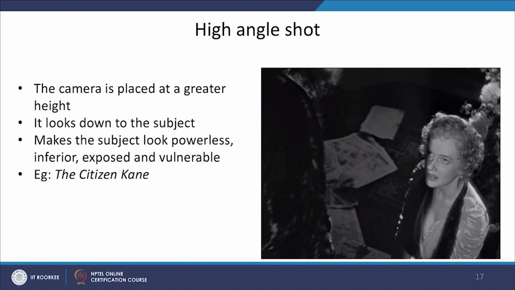In this particular type of shot, the camera is placed at a greater height. It looks down at the subject and makes the subject look powerless, in a position which is humiliating, which is vulnerable, and therefore the person who is depicted in this particular position feels exposed and threatened. This particular example from the famous movie Citizen Kane also illustrates the vulnerability and the confused status of this character with the help of this high angle shot.